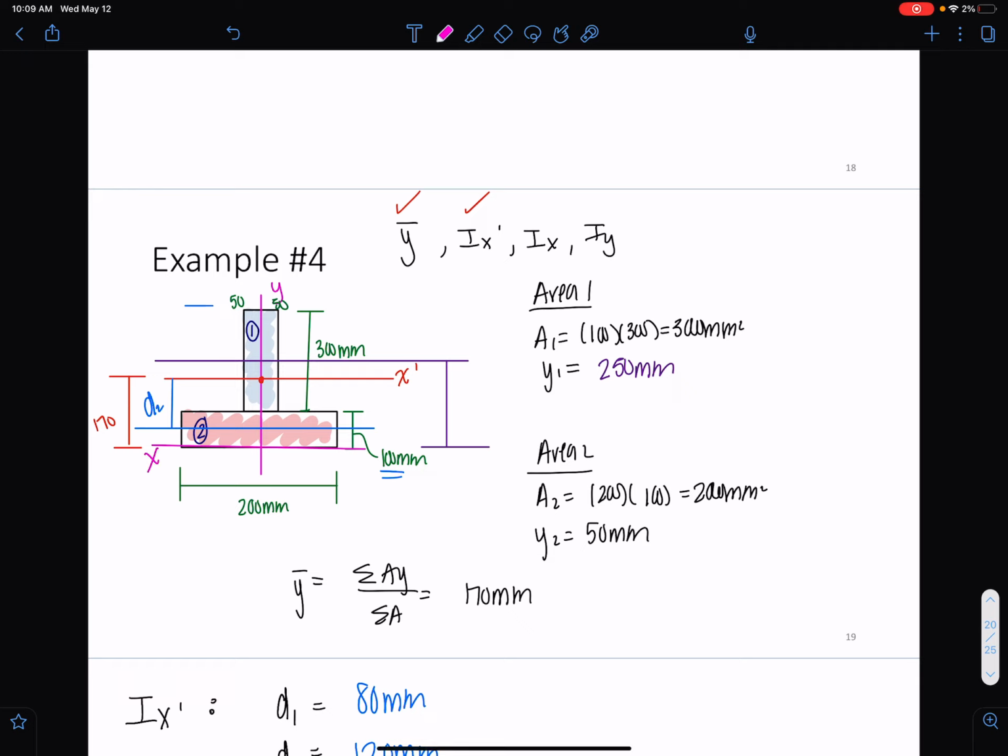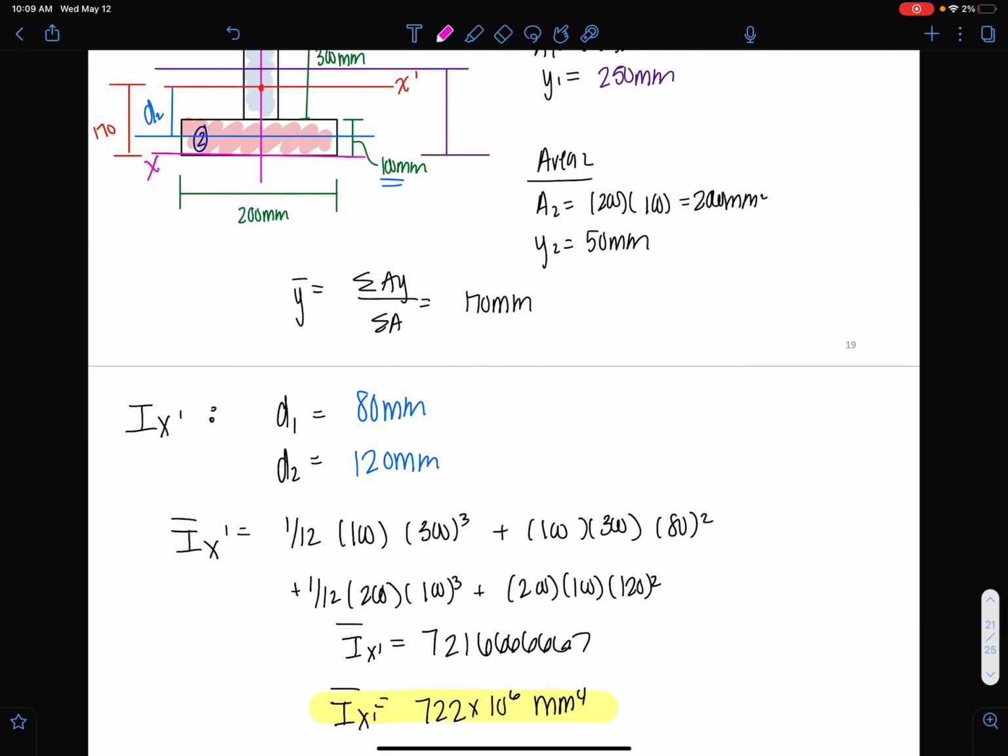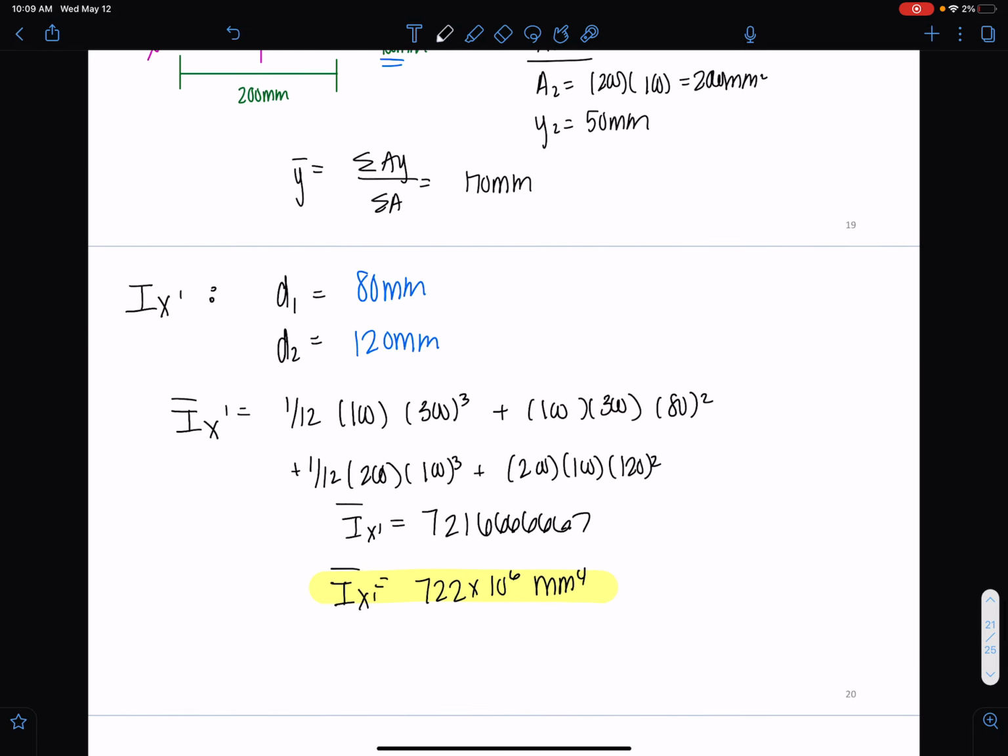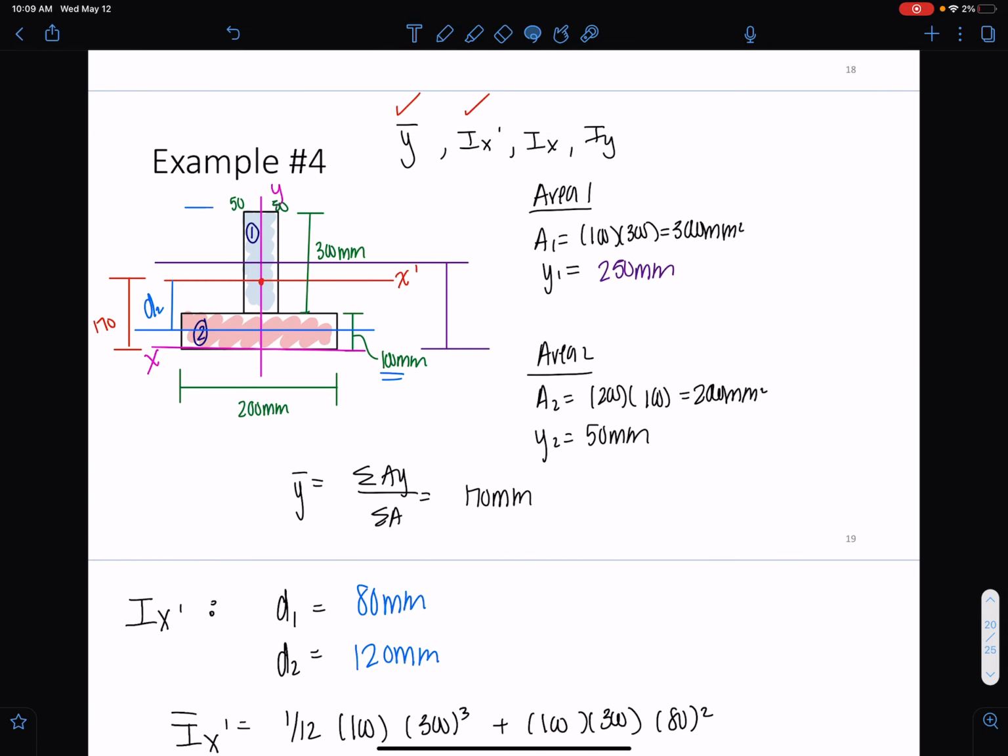Okay. And what we can do is we can just use the parallel axis theorem to move what we just calculated for x bar and move that down. So I'm going to redo the calculation so you guys can see this one more time. Okay, let me copy and paste this image.